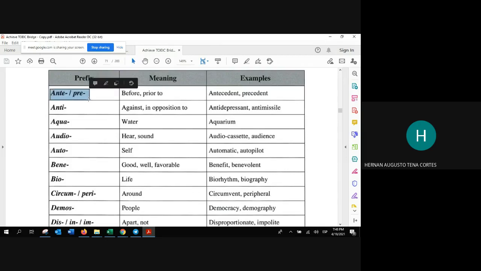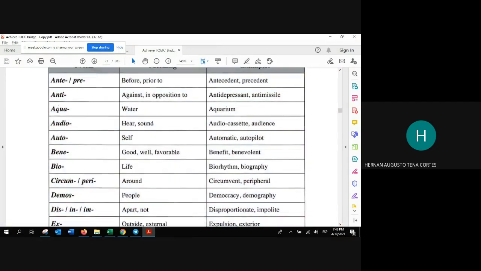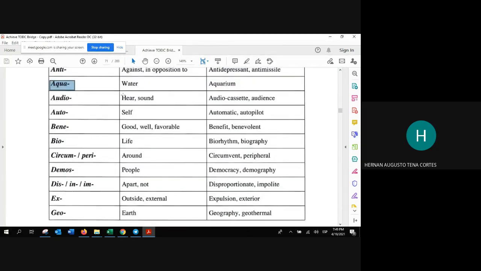We know ante and pre, we have these in Spanish. That means before, prior to, like the words president, antecedent. Anti, we know is against or in opposition to. Antidepressant, anti-missile. Aqua, we know is water, right? Like aquarium. Audio, we know that it is related to sound. Audio cassette. Audience. Auto means self. Automatic, autopilot, autobiography.